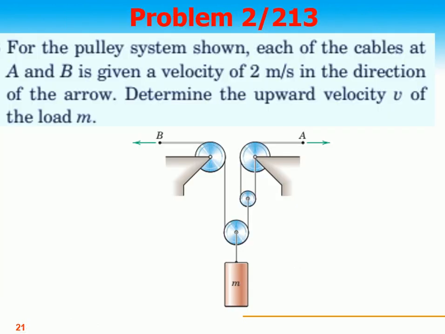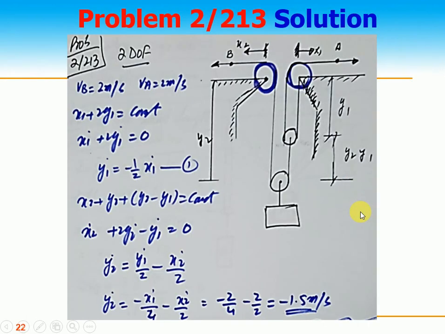Next problem is 2-213. For the pulley system shown, each of the cables at A and B is given a velocity of 2 meter per second in the direction of the arrow. They are moving in the opposite direction, right? Determine the upward velocity V of the load M. Again, you see here there are two ropes. One is this, and the second one is this rope, which is A and B. So it's a 2 degree of freedom system.